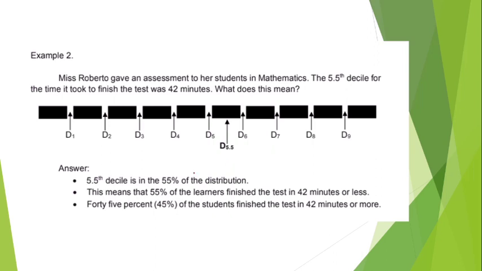Maybe earlier than 42. And 45% of the students finished the test in 42 minutes or more. Where is the 45%? It is between, so that is decile 4.5. Again, 45% of the students finished the test in 42 minutes or more, a bit late, and the rest finished earlier.